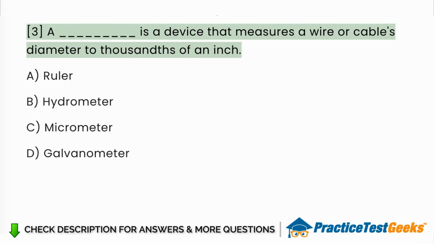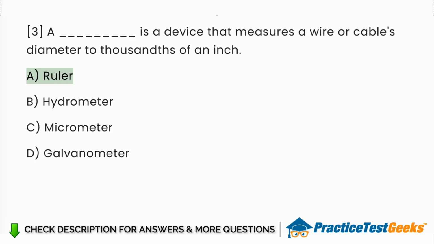A blank is a device that measures a wire or cable's diameter to thousandths of an inch. A. Ruler. B. Hydrometer. C. Micrometer. D. Galvanometer.